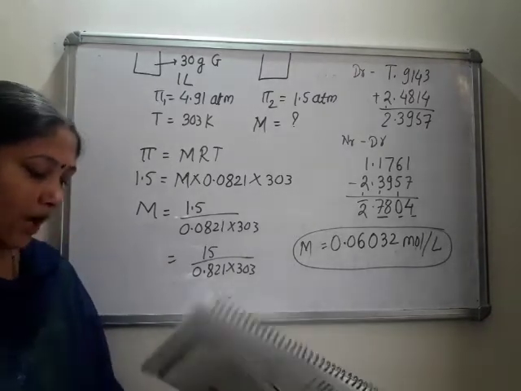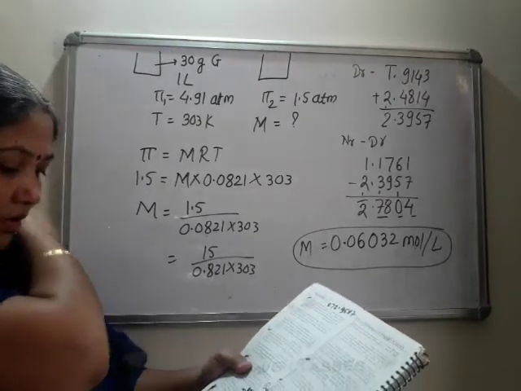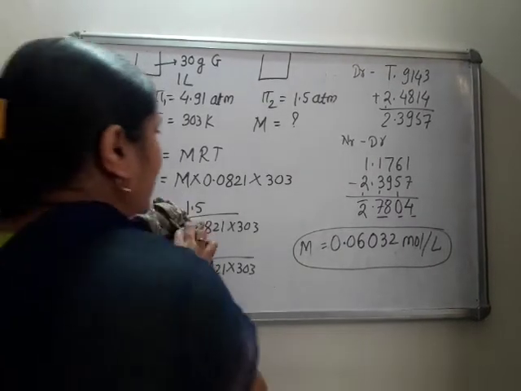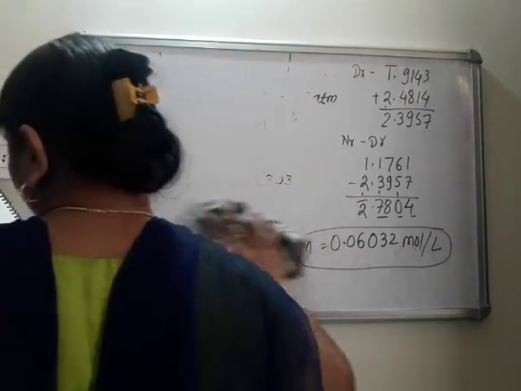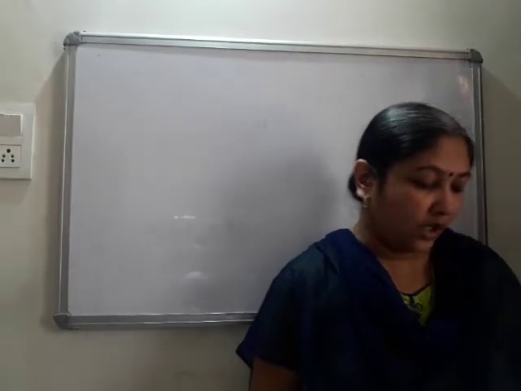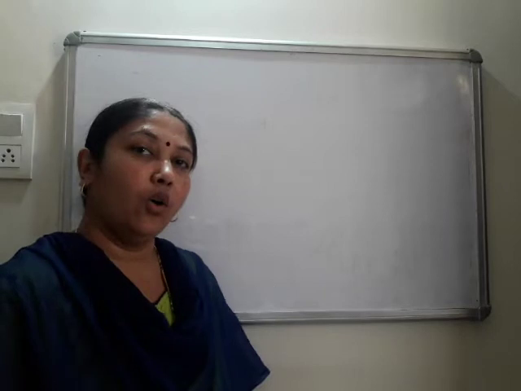Next question. What is the mass of sucrose in its 1 liter solution, which is isotonic with 6.6 into 10 raised to minus 3 kg per liter of urea?